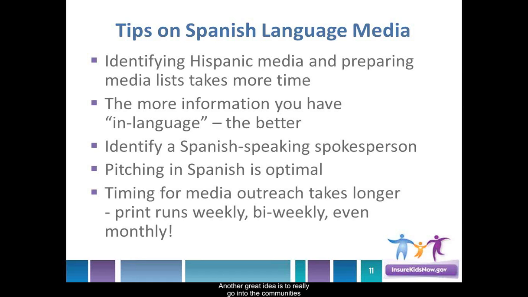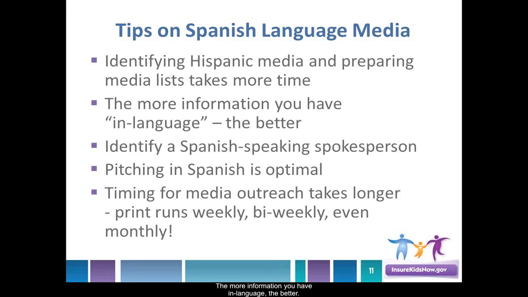Another great idea is to really go into the communities that you serve that obviously dominate Spanish. So visit the bodegas, pick up some of the Spanish newspapers that are there, visit some of the Latino merchants, salons, barbershops, and ethnic restaurants, and see what communication is out there and available for their customers. And ask some of the proprietors, what radio station do you listen to, and sometimes that will certainly help identify those media for your list.